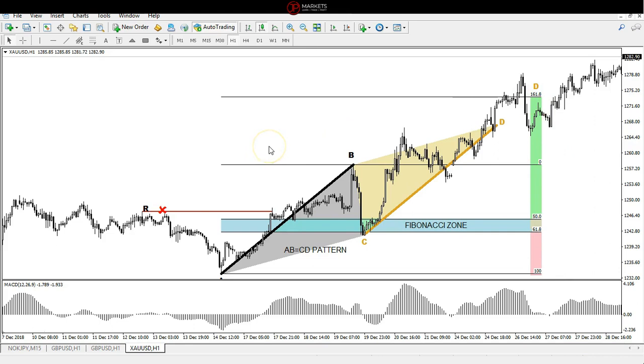All right, now by using the Fibonacci, which is this funny thing here with the 100, 61, 50, 0, 161.8, right? It goes even higher. By using this tool and dragging it from A to B, it will give you the area called the Fib zone, which is between 61.8 and 50. So this blue area here.